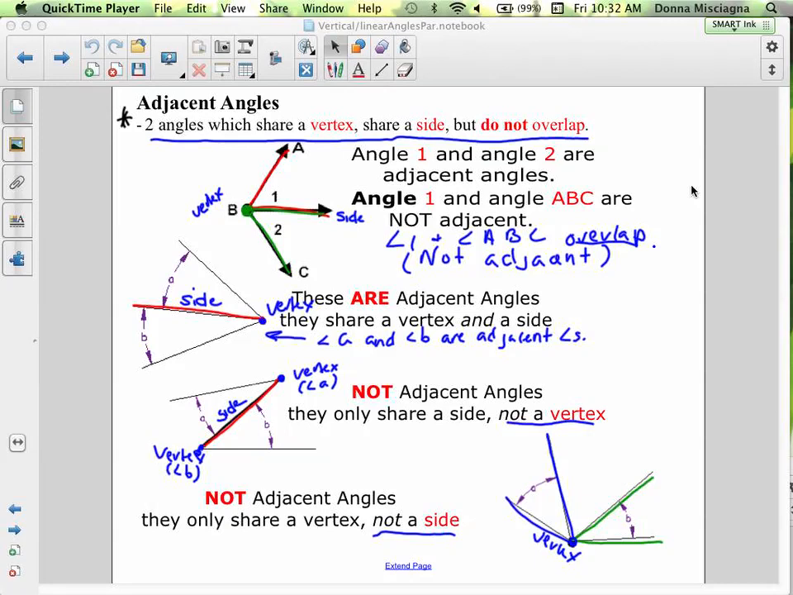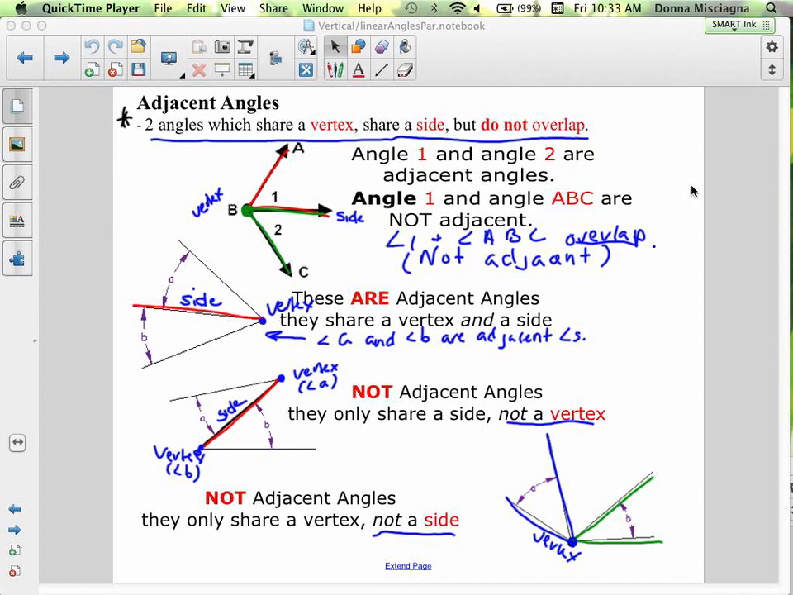In this podcast, we're going to be learning about angles. So first, adjacent angles. Adjacent angles are two angles that share a vertex, share a side, but do not overlap. And you have all of this in your notes, as well as all of my little helpful hints here.